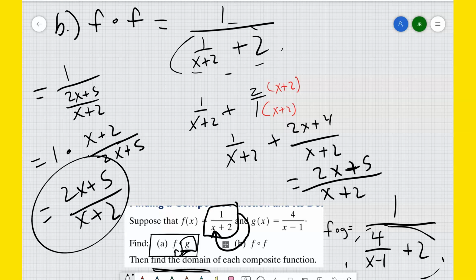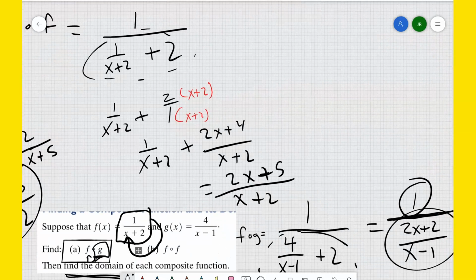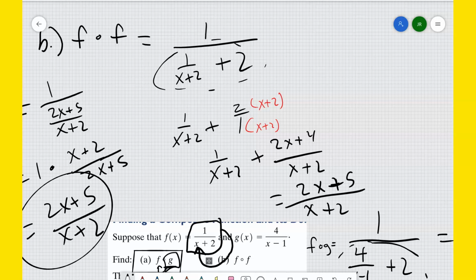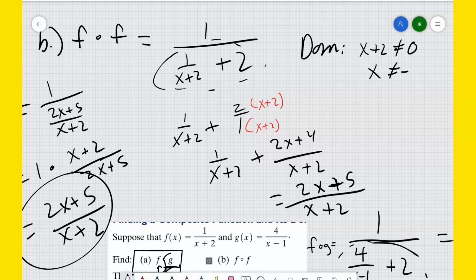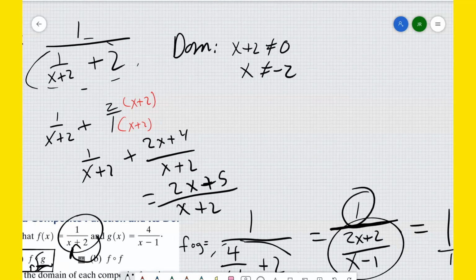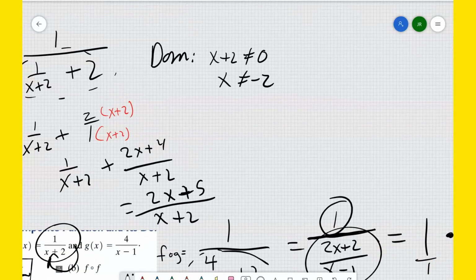Now, it wants me to also find the domain of f of f. I'm going to show you two ways to do this. One is the way we've already shown you, which is to say what can't go into f right off the bat. x plus 2 can't equal 0, so x can't equal negative 2. Then you say, well, also, when this gets plugged into itself, it can't result in negative 2 either, because if it results in negative 2, that's also going to mess it up, since it gets plugged into itself. So I say 1 over x plus 2 also can't equal negative 2, and I solve that.